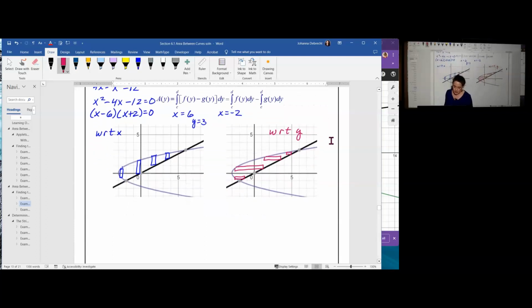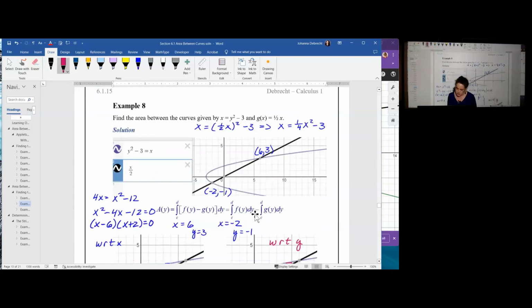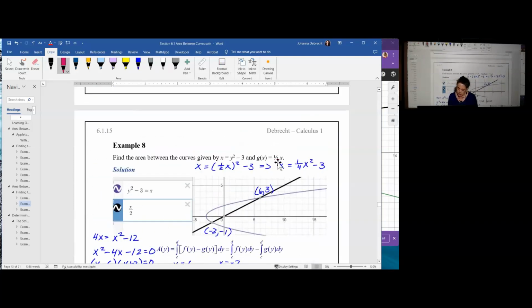Let's now write the integral to integrate with respect to y. I'll be going from the lower y value of -1 to the upper y value of 3. Then I need to have for the integrand the right function minus the left. The right function needs to be solved for x in terms of y.